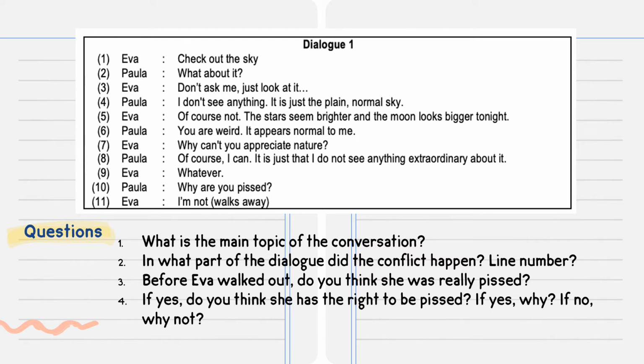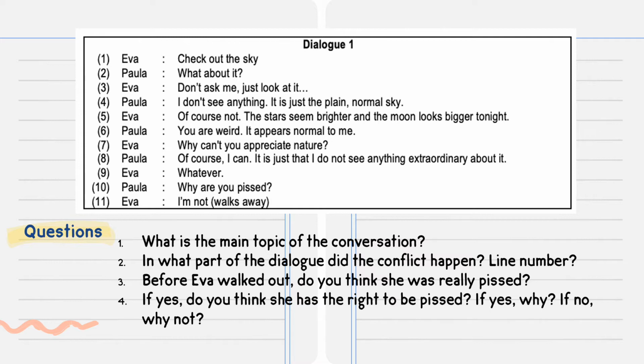However, at the same time, I don't think na she is already entitled. Kumbaga, kung may karapatan na ba talaga agad si Eva na mabwisit kay Paula just because hindi niya ma-appreciate yung nature in the same level that Eva is appreciating it. Again, we have different levels of appreciation. We have different, di ba? We have different backgrounds. Ito yung mga sinasabi natin na barriers eh. May pagkakaiba-iba tayo. Yung mga cultural perspectives natin, yung mga background.